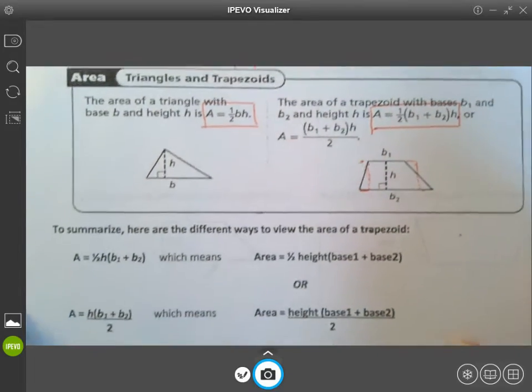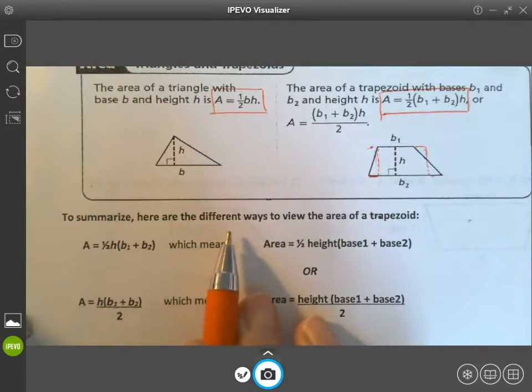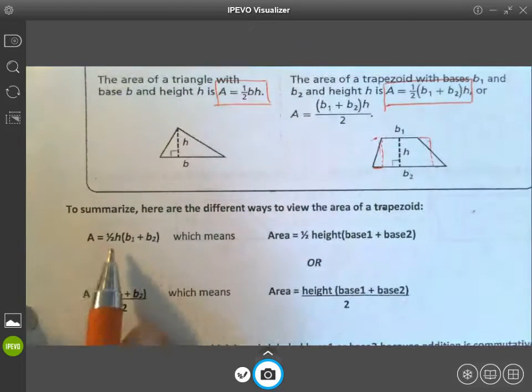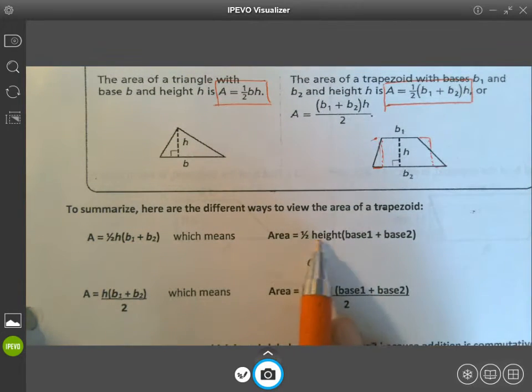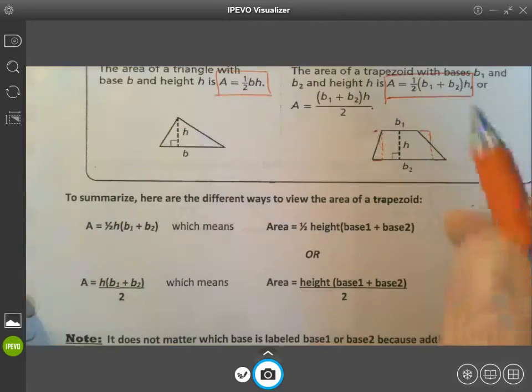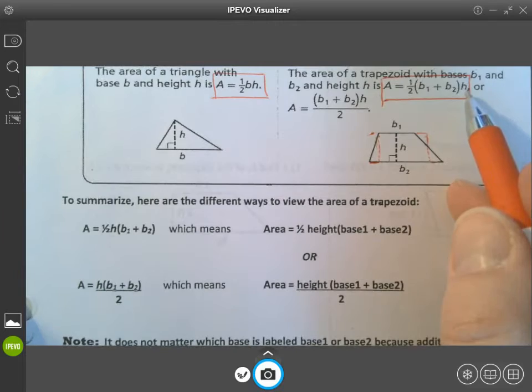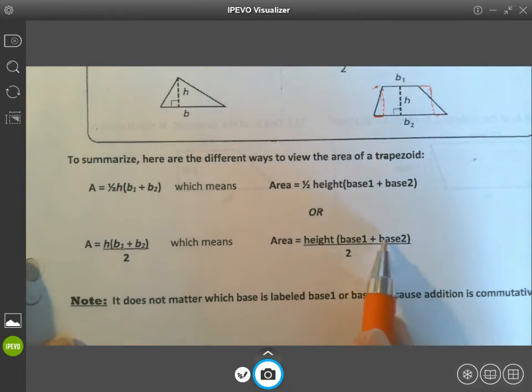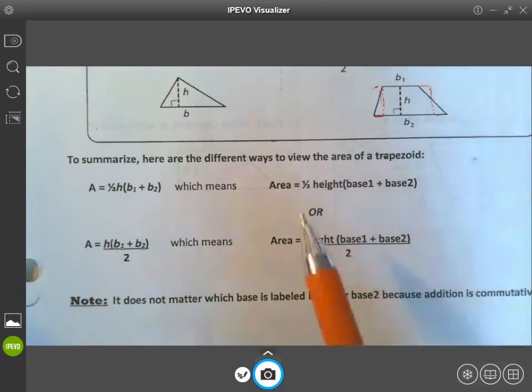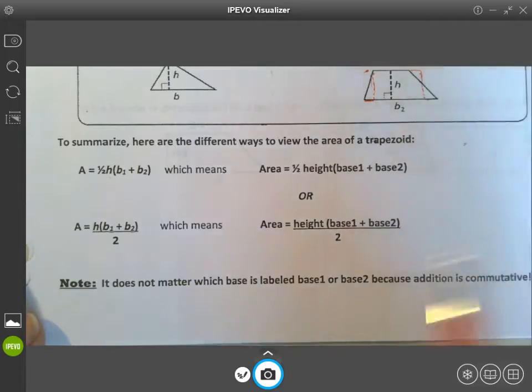So it says to summarize, here are the different ways to view a trapezoid. They have half the height times the two bases added together, which is half the height, and then add the two bases. Or they have it this way. But it's funny because up here they also have the H second. And then down here, you could do height times adding the two bases divided by 2. Multiplying by half is the same as dividing by 2. So it doesn't matter which base you label as 1 or 2 because we're adding them.